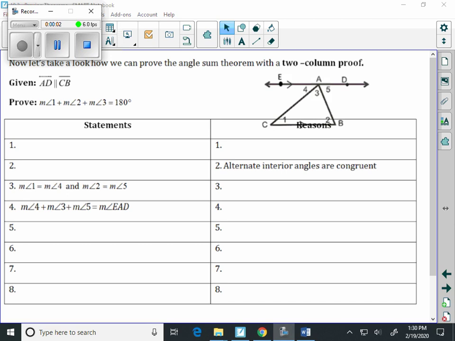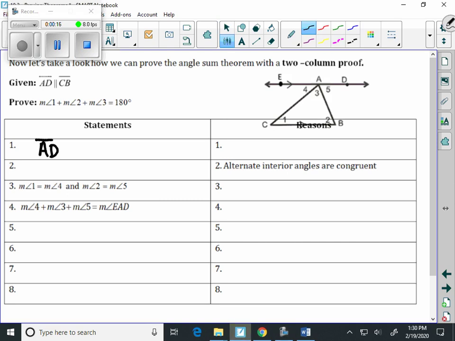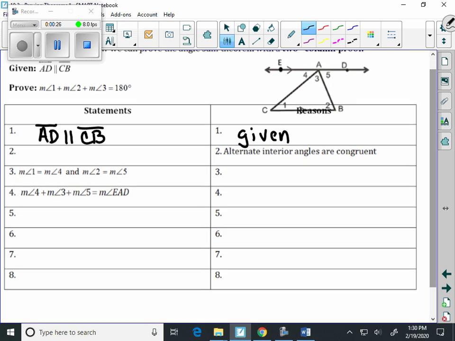So now let's take a look at how we can prove the angle sum theorem with the two-column proof. First of all, remember, we're always going to write down what's given, and what we have is that AD is parallel to CB, and that's given. And those should never be left blank, even if you can do nothing else.